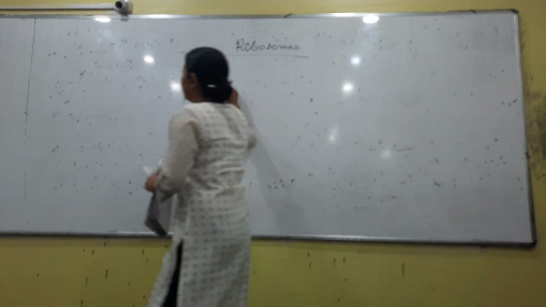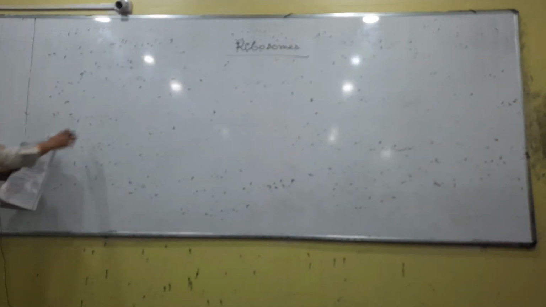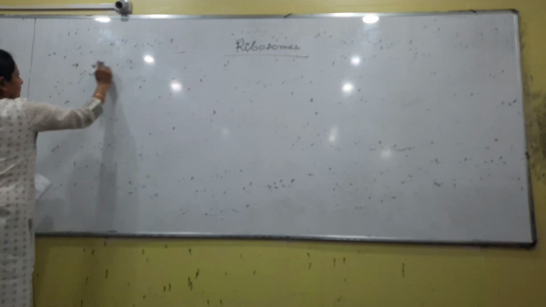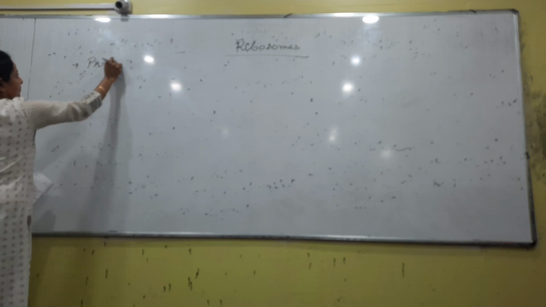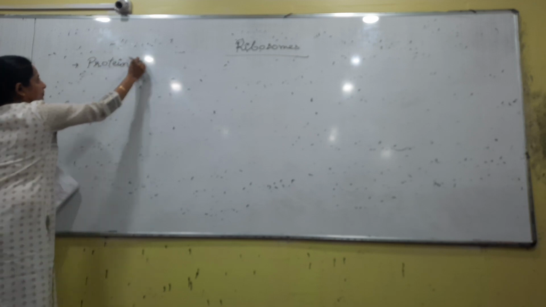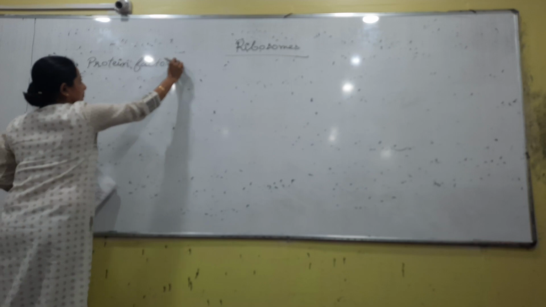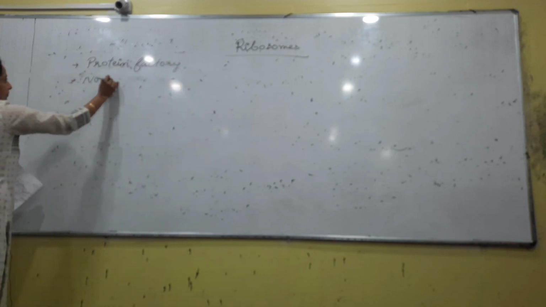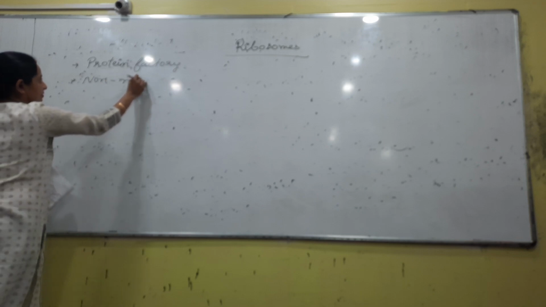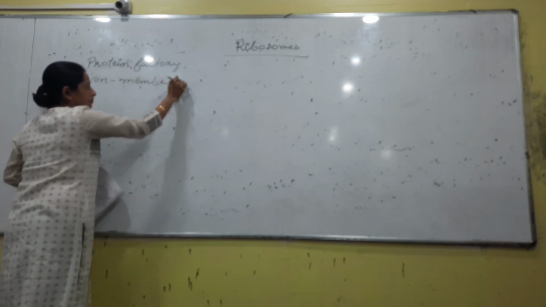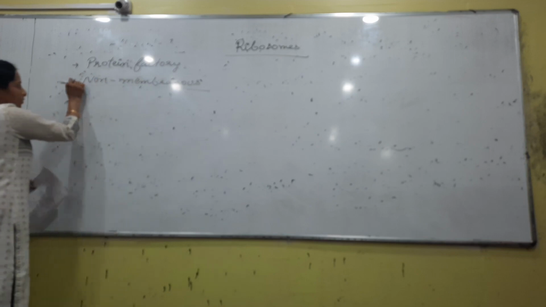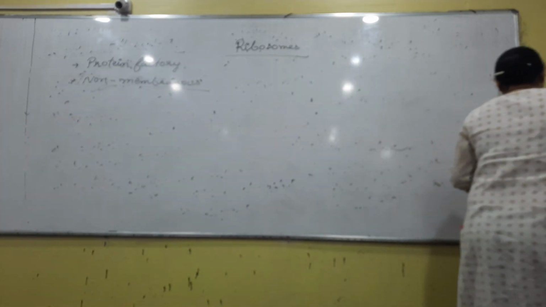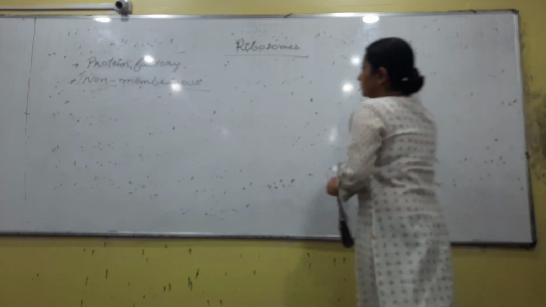So ribosomes are the protein factory, non-membranous. Support question, also called the third point.